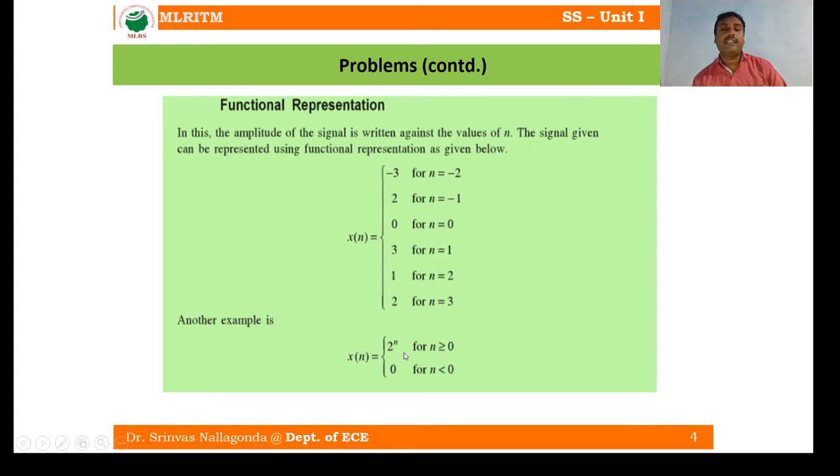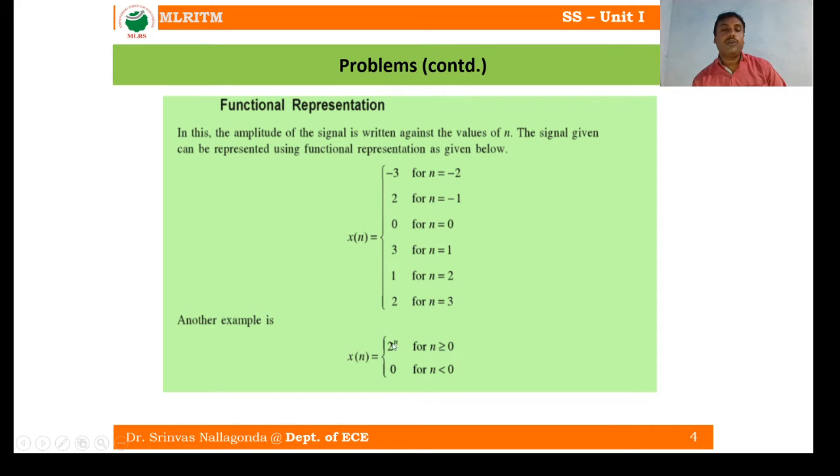Now we'll take one more example. x of n is equal to, open flower bracket, 2 power n for n greater than or equal to 0, 0 for n less than 0. So substitute n is equal to 0 here. Now what happens? n greater than or equal to 0 means what? n is equal to 0, 1, 2, 3, 4 up to infinity. Now n is equal to 0, substitute here. 2 power 0 is 1. So for n is equal to 0, amplitude is 1.